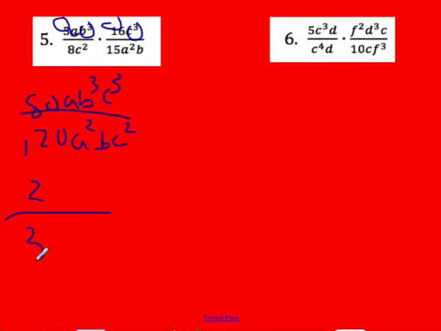So then what I want to do now is simplify out my letters. So here I have a over a squared. Well, a to the first divided by a squared. When you subtract those exponents, you're left with a to the first. Well, a to the first needs to go on the bottom because that's where your larger amount of a's is.